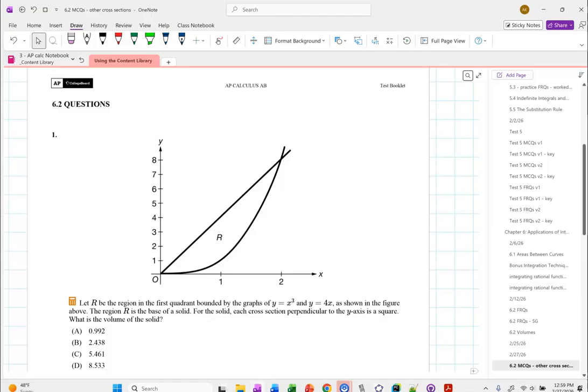So if we think about this, what's happening here, our cross sections are perpendicular to the y-axis. So that's like my cut that I'm making, right? That's going to be the side length of a square, and this square is like coming out of the paper at us.